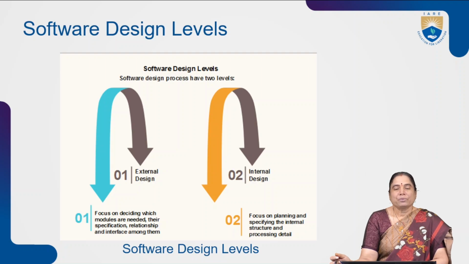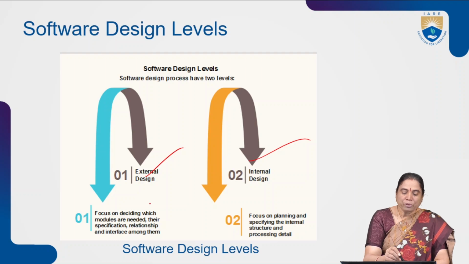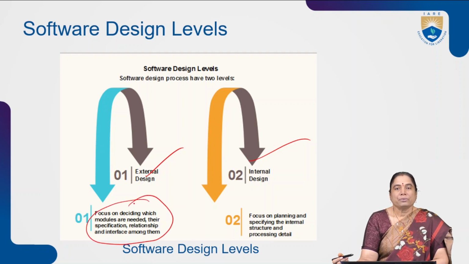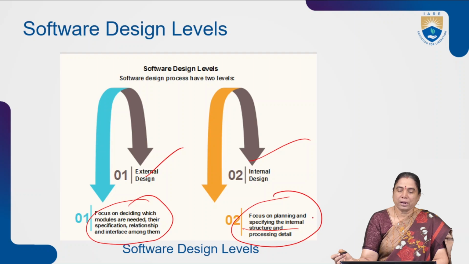Generally, two levels of software design are available. One is the external design, the second one is the internal design. The external design focuses on the user interactions, that is, how the stakeholders can interact with the system and how easily they can access the system functionalities. Next, the internal design focuses on planning and providing the required resources, and the internal structure and processing details are clearly mentioned in the internal design.